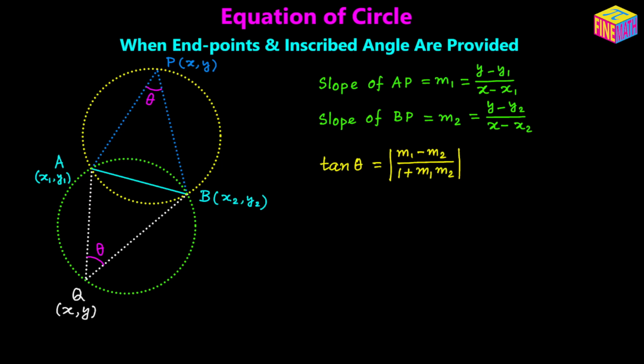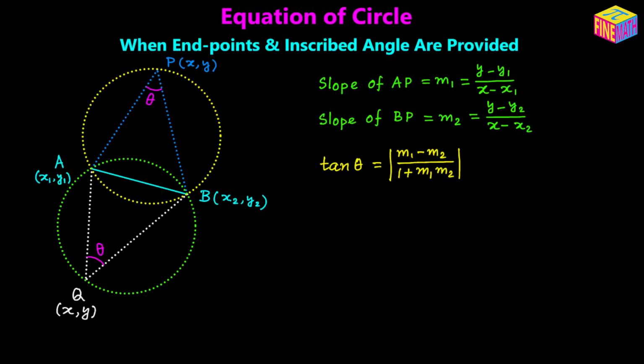From a previous video, we know that tangent of theta is equal to the absolute value of m sub 1 minus m sub 2 over 1 plus m sub 1 times m sub 2. I have already created a video on how to find tangent of theta between two lines when their slopes are provided. So in this case, we know the slopes of the line segments AP and BP, and also we know the angle between them, theta, and here we can use this formula. Then tangent of theta will be equal to the absolute value of m sub 1 minus m sub 2 over 1 plus m sub 1 times m sub 2. I have shared the link in the description. Feel free to watch that video.